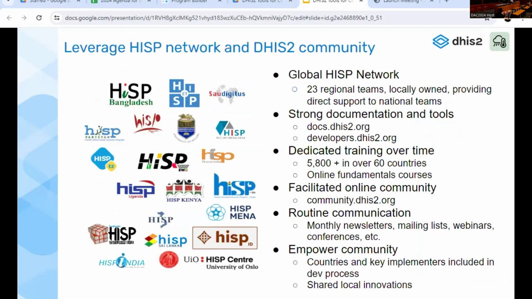So also just talking about the networks, we have the global HISP network, and within the various countries, there are country HISP groups that can be contacted and can be worked with. And there is also significant documentation online, through the URLs that have been provided there. And then there are various avenues for training that can be leveraged. There is also an online community that you can engage, and routine communications from the network and the community, for example monthly newsletters, and a mailing list which people can subscribe to and get updates. And within all this, we want to work together to expand the network and also to empower each other.